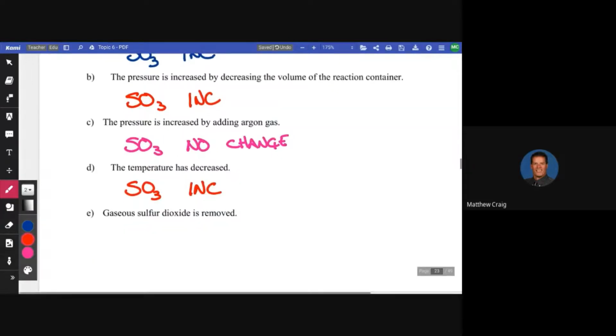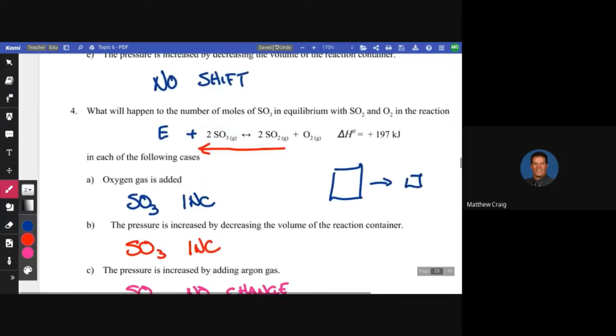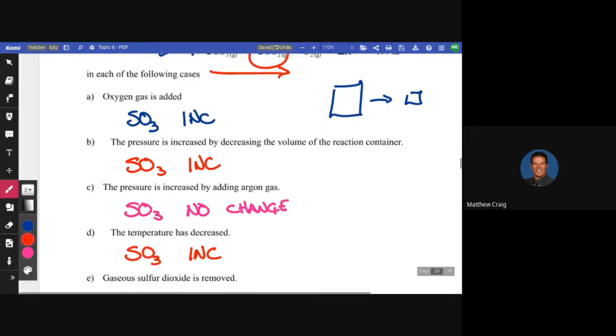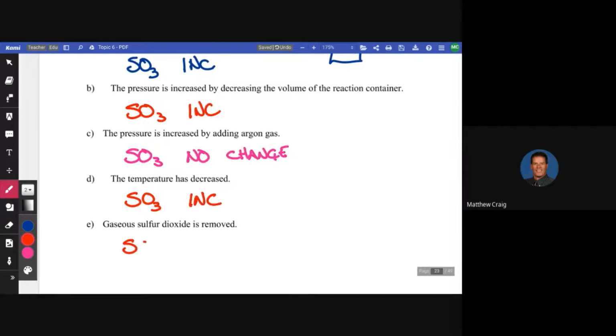E says gaseous sulfur dioxide is removed. So sulfur dioxide, which is here. So if we take that away, the reaction shifts toward the removal. So that means SO3 will decrease.